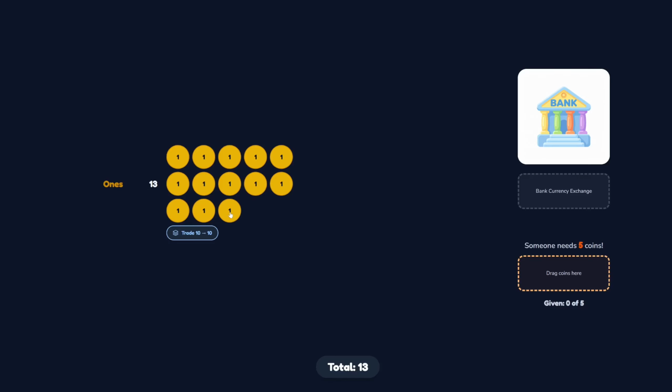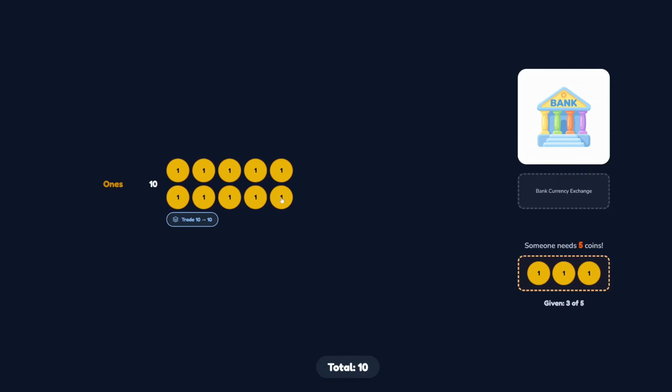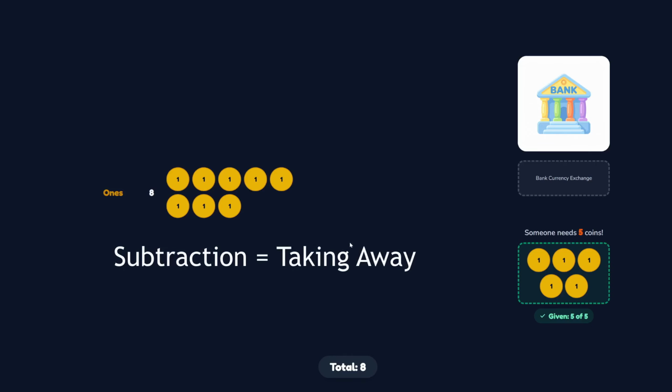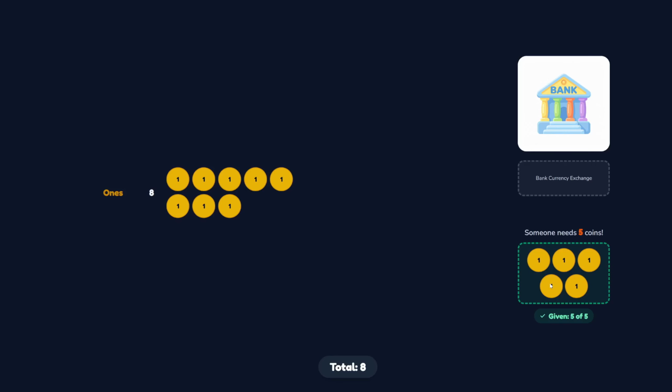Now can we give 5 coins? Yes. Let's do 1, 2, 3, 4 and 5. Now we were able to give 5 coins and how many do we still have? We still have 8. So you have 13 units of something. You gave 5 away. You still have 8. That's what subtraction is. It's taking away.